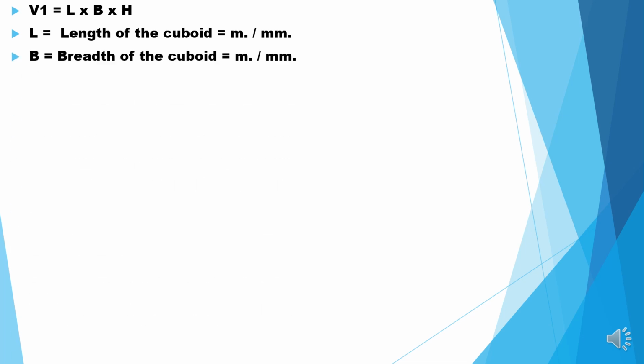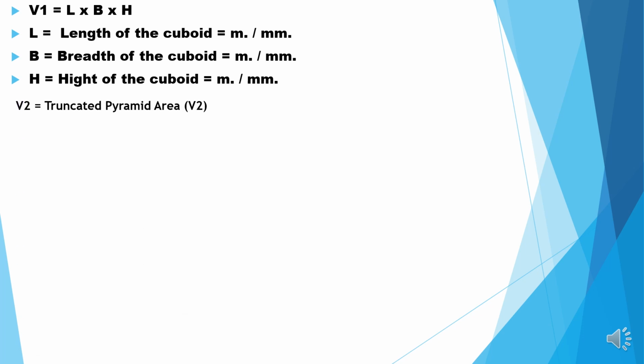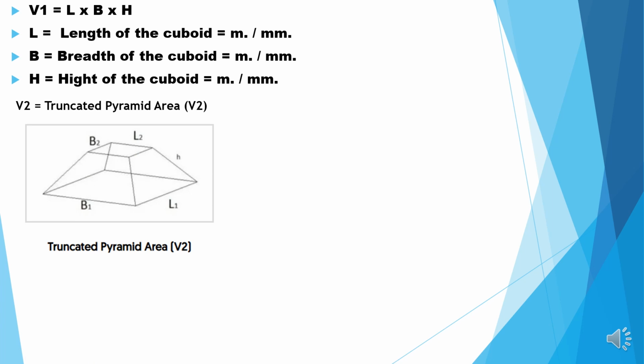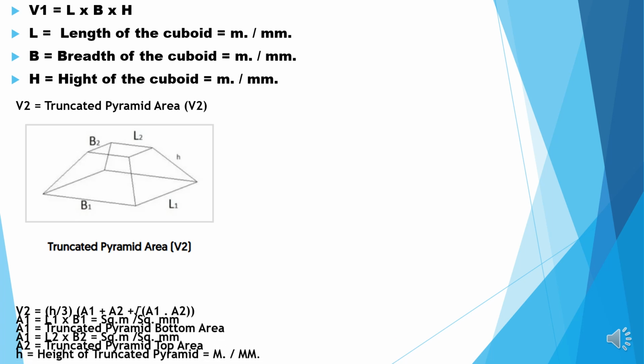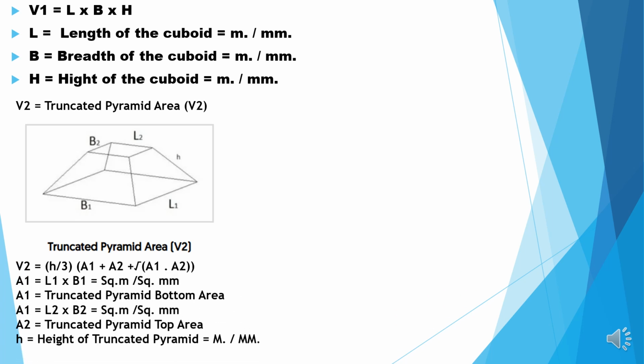V1 is equal to L into B into H. L is equal to length of the cuboid. B is equal to breadth. H is equal to height. V2 is equal to pyramid area. See what I am saying, try to understand. This is B1, that is the bottom width. This is L1, bottom length. B2 is equal to top width, L2 is equal to top length. This is the height which I am calling the pyramid height.